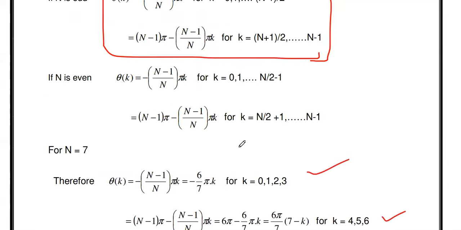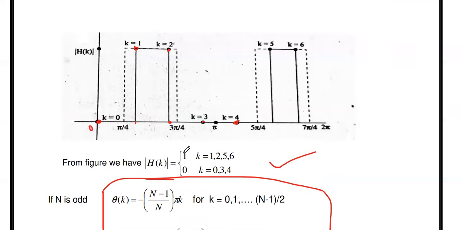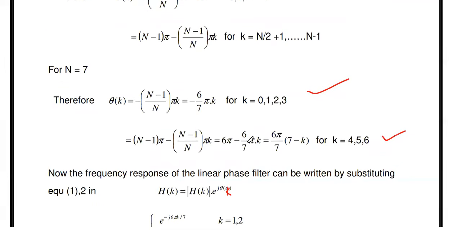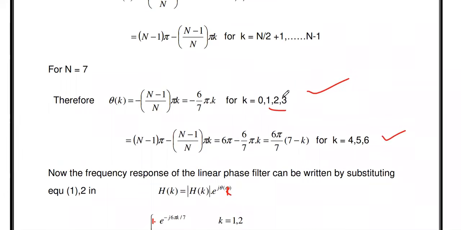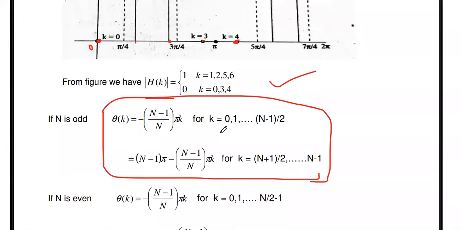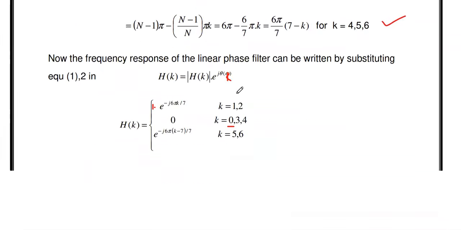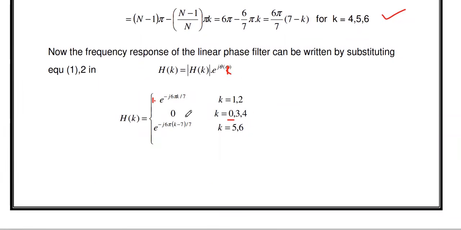Then for k equal to 1 and 2, the modulus of H of k is 1, and the angle is minus 6 by 7 pi k. So we can write it as the modulus of H of k, 1, into e power minus j theta, where the theta value is minus 6 pi k by 7. Then for k equal to 3 and 4, the angle is there, but the modulus of H of k value is 0 for 3 and 4. So for 3 and 4, the H of k value becomes 0.